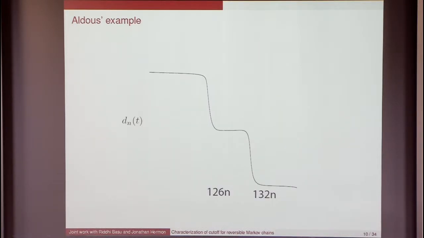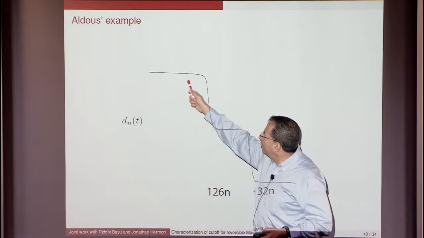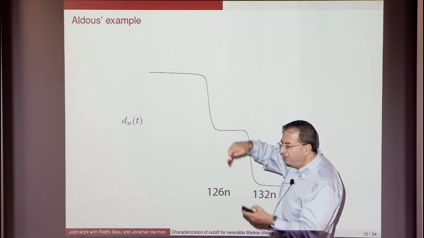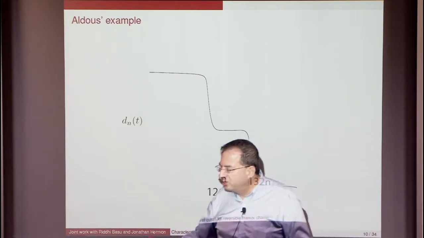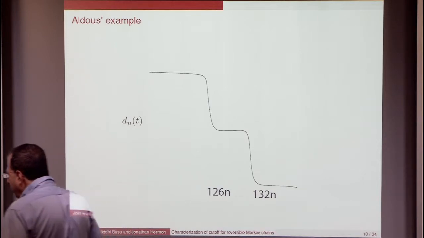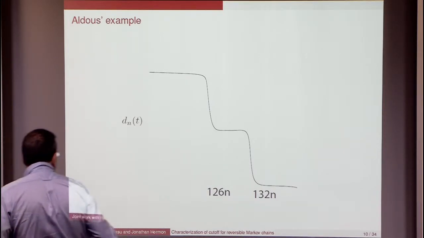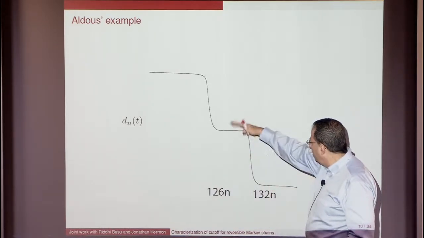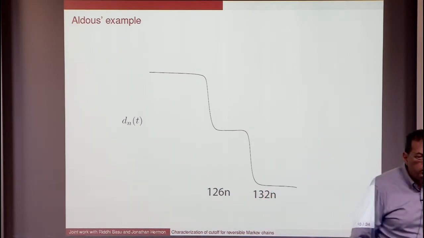Here's a picture of how the total variation distance looks as a function of time. It's very close to 1 until this time, 126n. Then there's some chance you're mixed. You get much closer to the stationary distribution in the sense that all the paths that chose the fast route have reached the right-hand side. But then it takes until 132n before the laggards get to the target. And so this is the structure. So this is not cutoff. Okay, any questions?